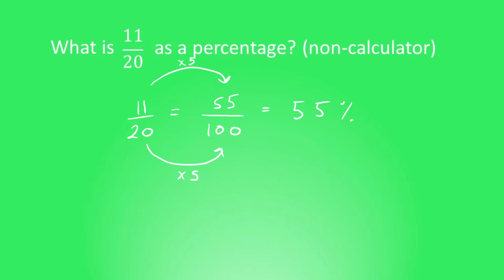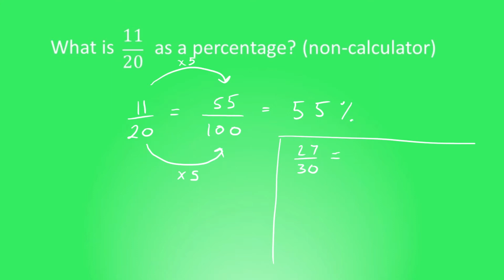I just want to show you an additional example here. I'll do it in the bottom corner. What about if you had something like 27/30? Well, there's no easy way to multiply 30 up to 100, or at least you can't do it using a whole number anyway. But what you could do is this: the fraction simplifies down.